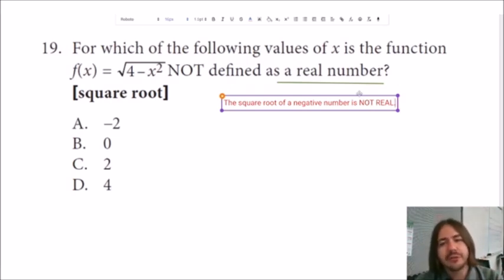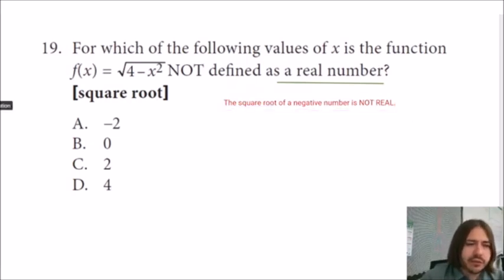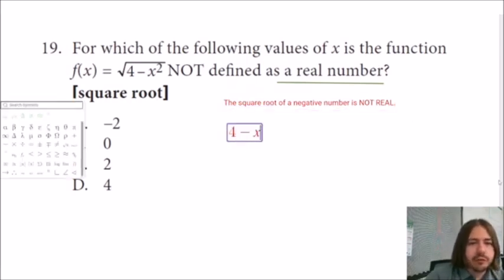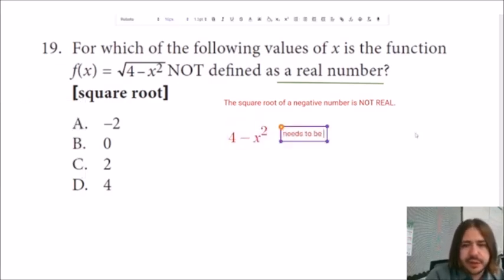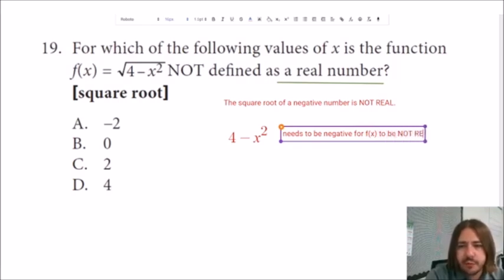But square roots of negative numbers are not real. That's because there is no number on the number line that, if you were to multiply it by itself, would give you something like -1. So in order for this to be not a real number, the number underneath here needs to be negative. The easiest way to say this is what we're looking for is 4 minus x squared needs to be negative for f of x to be not real.